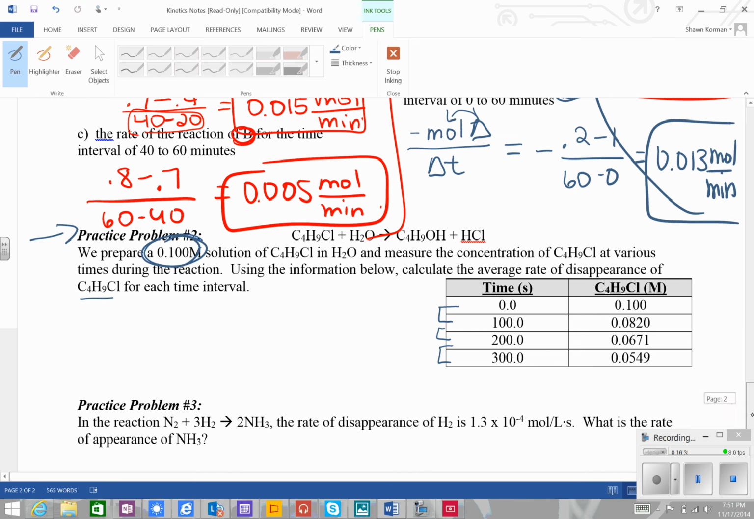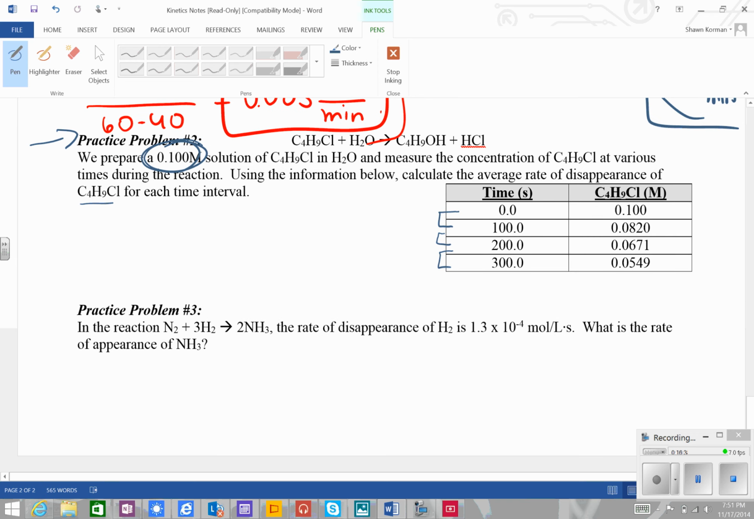The other thing I want to show you, though, is that there's one other type of problem. And these problems are actually super, super easy if you see these problems, because it's really just a quick little mole-to-mole conversion. Notice they've given us the balanced equation, and they've told us the rate of disappearance for the H2 is 1.3 times 10 to the negative fourth. And notice the unit, moles per liter per second, which is the same thing as saying molarity per second. Okay, moles per liter per second. And they want to know what the rate of appearance of NH3 is going to end up being.